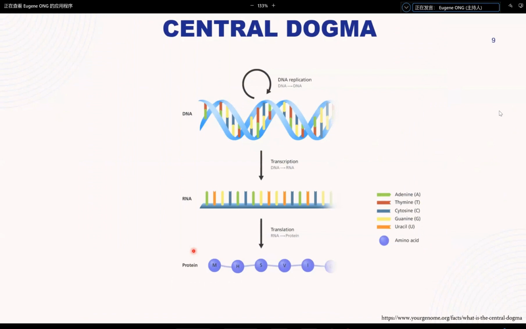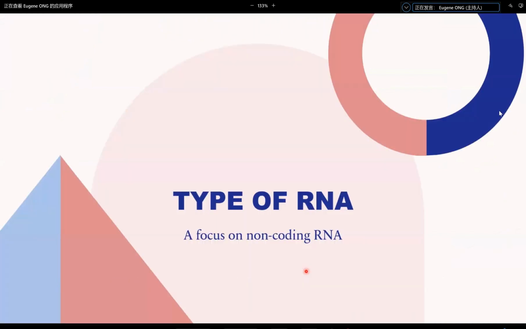Okay, we've seen this before. However, we are just going to note that RNA, according to our current understanding, is the intermediate step from DNA to messenger RNA and to protein information. However, that is just the coding RNA. So coding RNA, I hope you all will know by now, means those RNA that are transcribed from DNA so that they could later be translated into proteins.